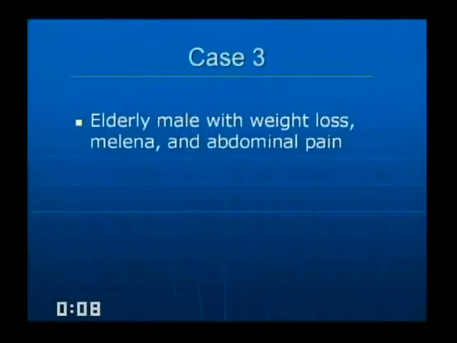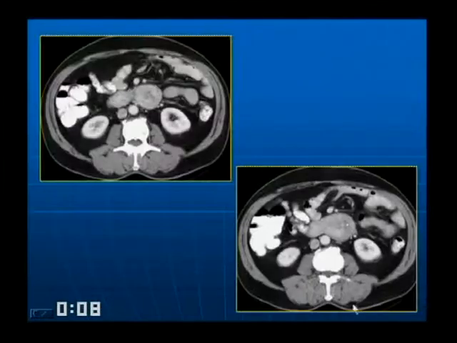Case 3, an elderly male, weight loss, melena, abdominal pain. Let me show you a few images. The true history actually is there was some previous surgery, but it doesn't really matter. CT scan, oral and IV contrast. I think everybody sees that there is some sort of soft tissue mass. You might be wondering whether there's possibly an intussuscepting mass here.